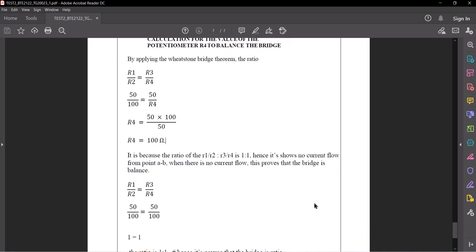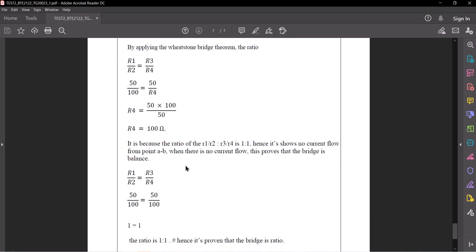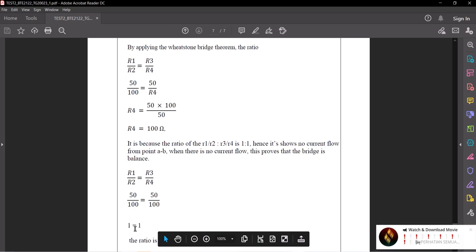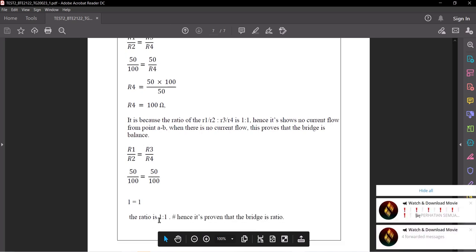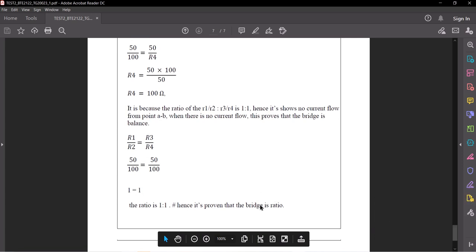Now here, to prove that our ratio is 1:1, we use back R4 as 100. So now 50 over 100 and 50 over 100, we get 1 equals 1. So the ratio is 1:1. Therefore, it proves that the bridge is balanced. So that's all. Thank you.